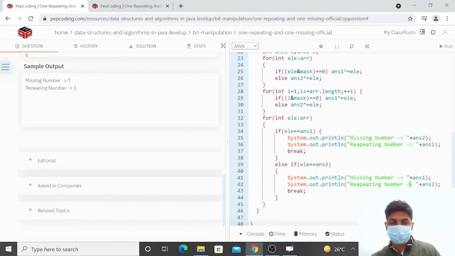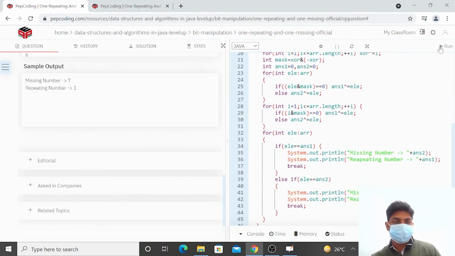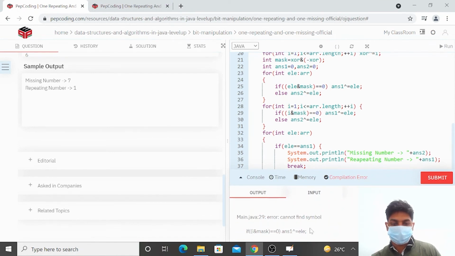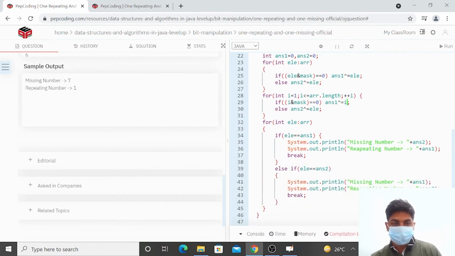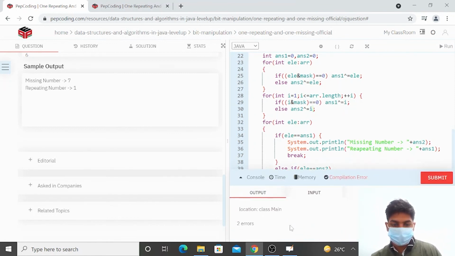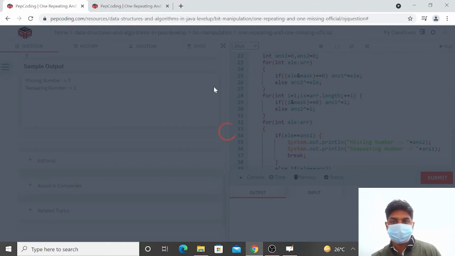Now let's try to submit this code. Okay, there is an error: cannot find answer 1, where if i and mask. Okay, element, where is it? Line number 29, there is some error. Line number 29, if i, yeah, here it will be i, here it will be i. Now let's try to run it.